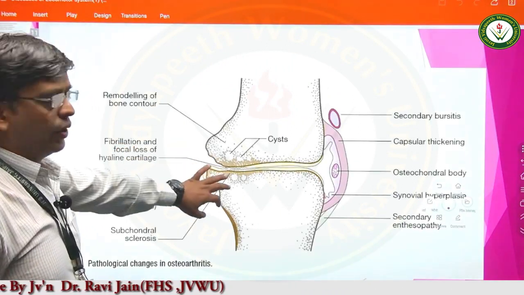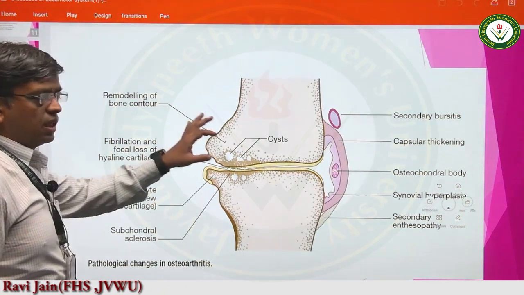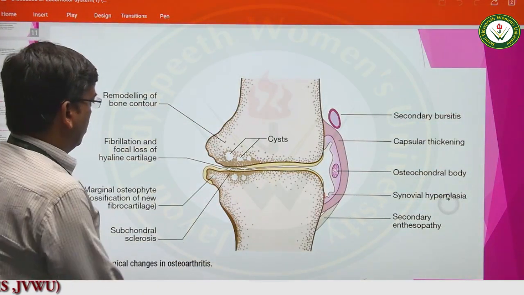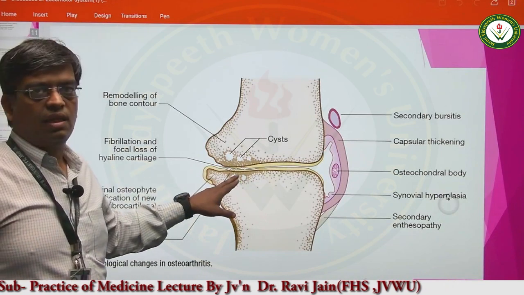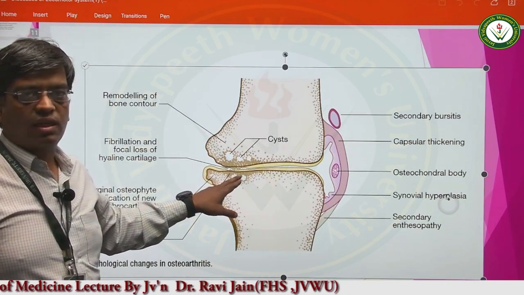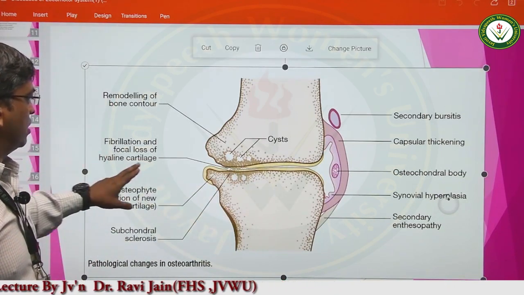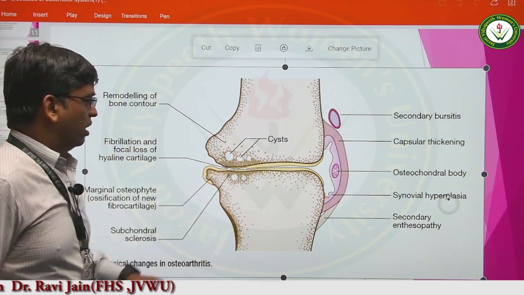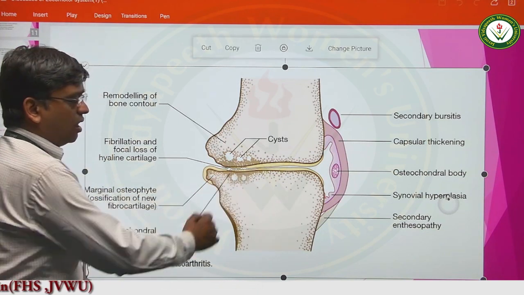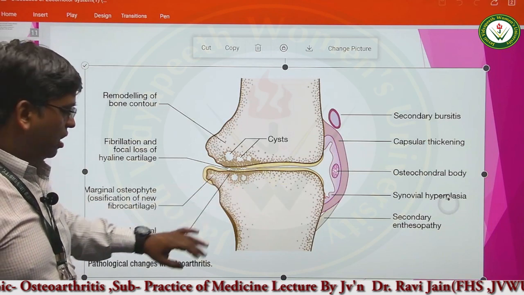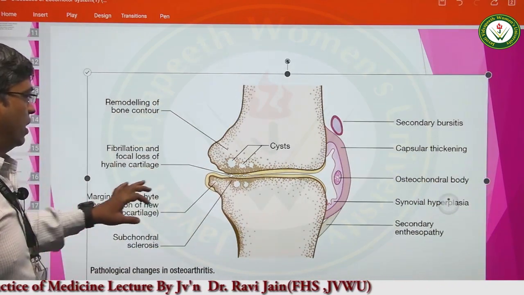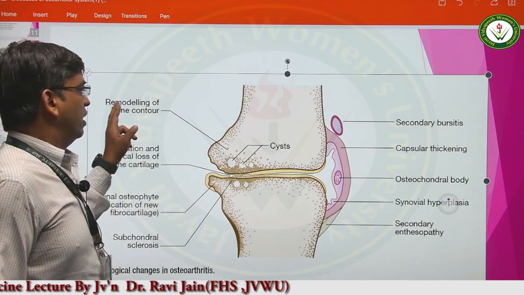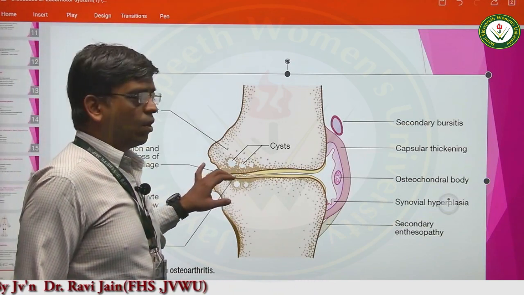This is the joint that I was talking about. These are the changes that are taking place. Number one, there is focal loss of hyaline cartilage. Here you can see the changes that are taking place in the cartilage. There is focal loss of the hyaline cartilage, and the surface beneath the cartilage becomes hard. That is known as subchondral sclerosis. Then there is formation of osteophytes, and there is formation of new bone.